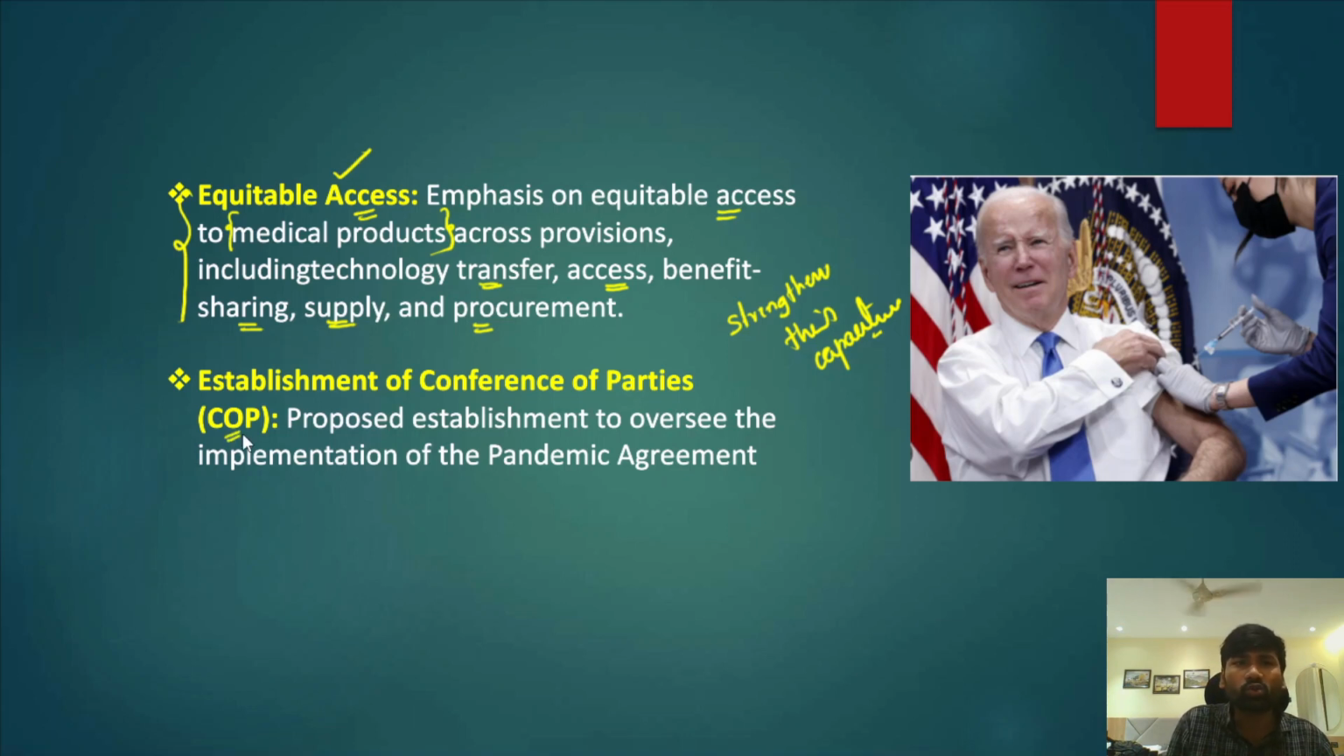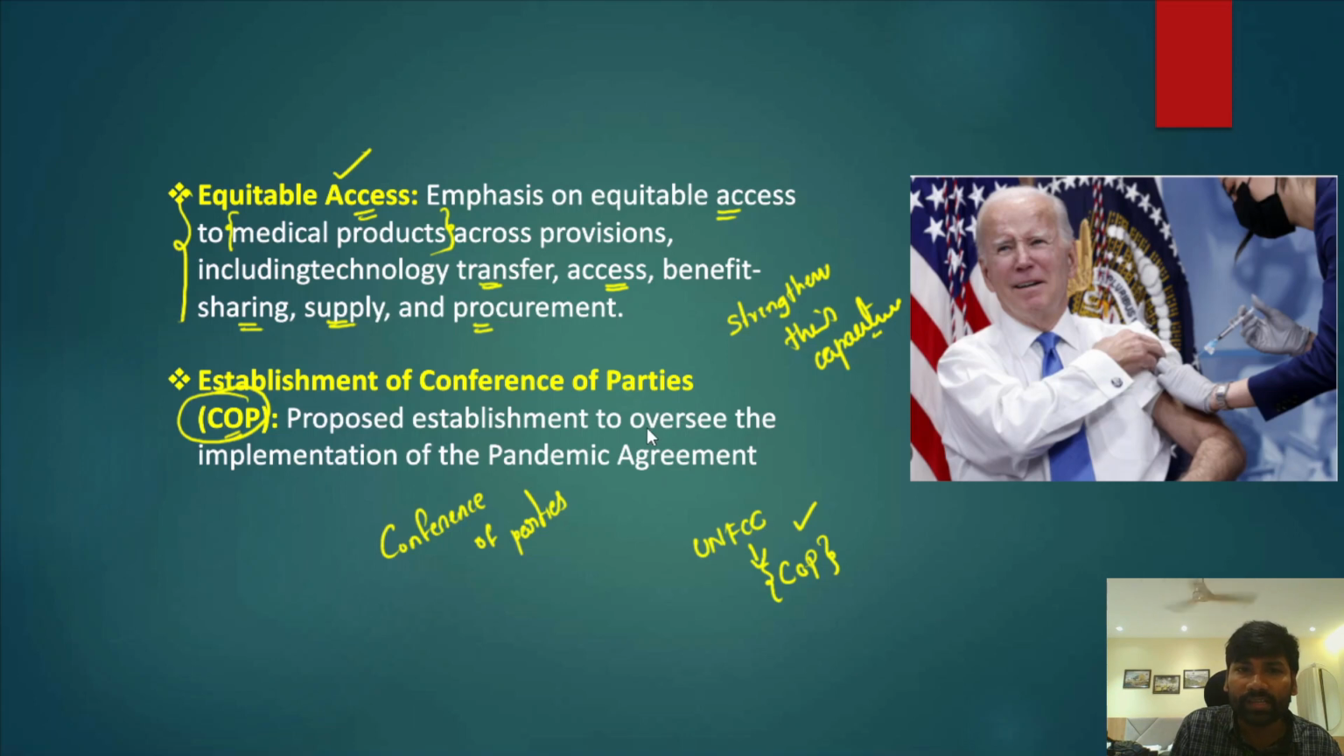And apart from that, it also envisioned setting up of a conference of parties, and that is very important because if you look at the United Nations Framework Convention on Climate Change, that also has a conference of parties. This conference of parties will meet once in 2 years or once in 1 year, and they will take major decisions with respect to the action plan in the future. So this pandemic agreement or pandemic treaty also emphasizes the establishment of a comprehensive conference of parties, and it will oversee the implementation of the overall pandemic agreement, right?